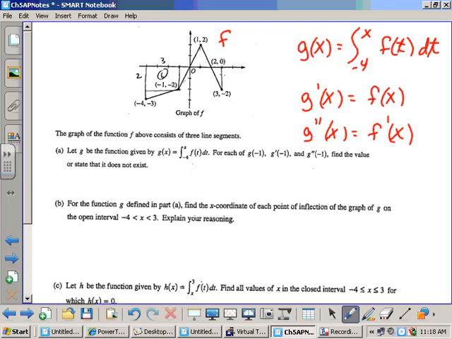Part A. g is the function defined. We already discussed that. Find g of -1. So function g of -1, then we're going to look at the definite integral from -4 to -1, which now in this situation we'll use area. So from -4, 1, 2, 3, 4, to -1 is this area.